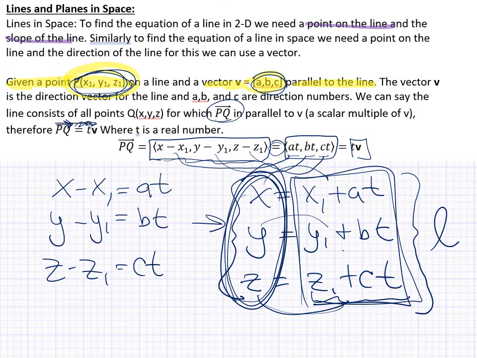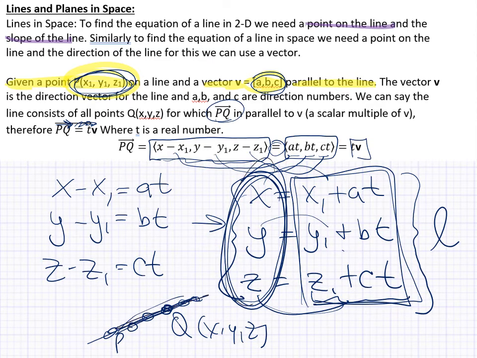L. Remember, Q was just this random point. You know, we had this P and we had this Q. Q was just this random point. All the points x, y, and z that could make up this Q, which could be here, here, here, here, and here, are all the x, y's, and z's that make up my line.